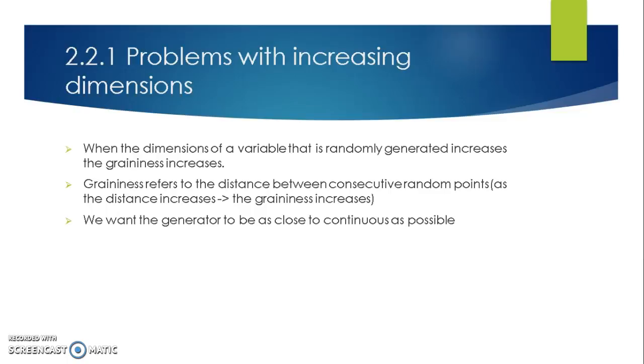Now, as the distance in between each one of the random numbers increases, the graininess starts to affect your results. So basically the graininess is the distance between consecutive random points. As the distance increases, the graininess increases. So we could say that if there is 0.01 difference between each random number, then we can only get 0.99 or 0.98. We can't get 0.981 or 0.991. It kind of limits your results and the accuracy of your results. So we want the generators to be as close to continuous as possible.